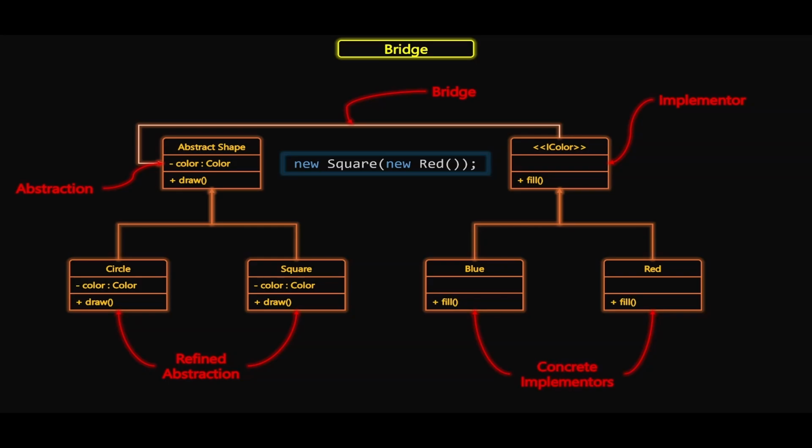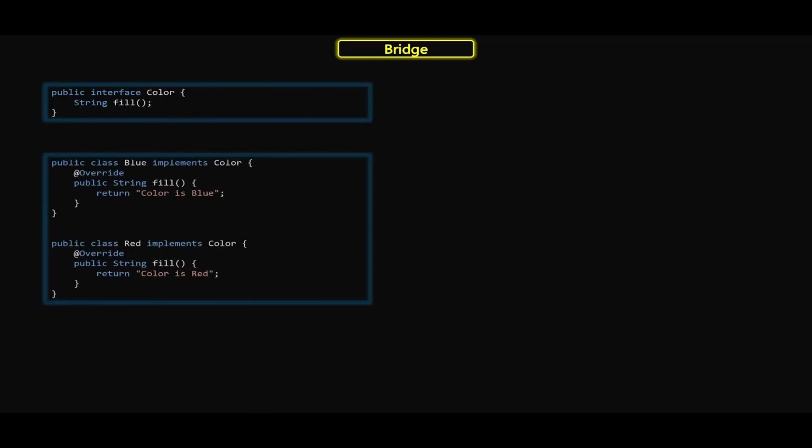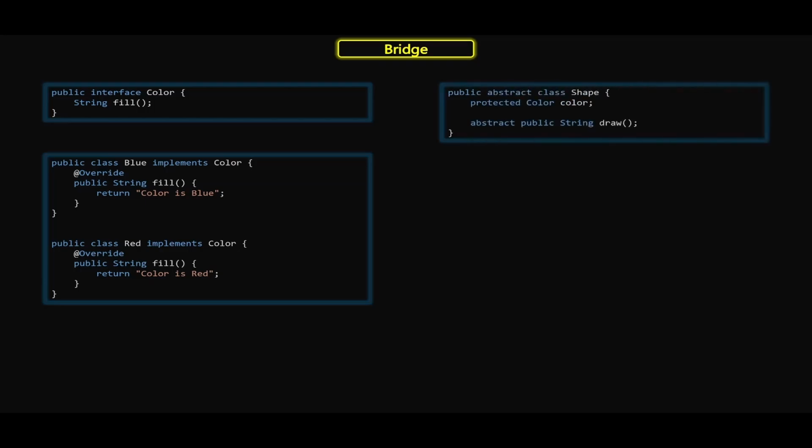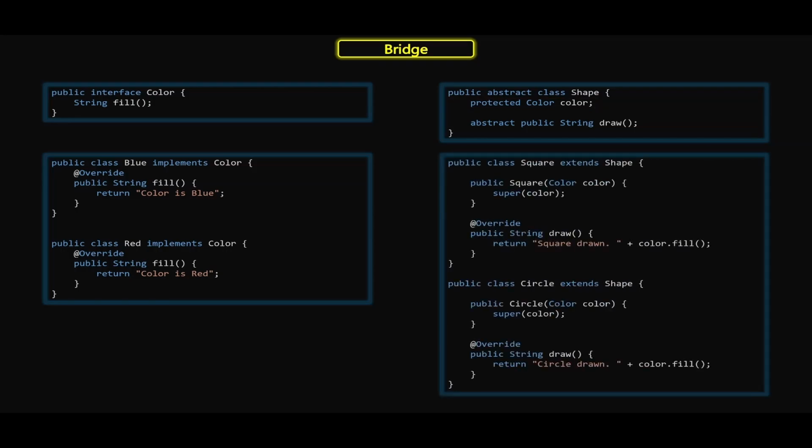Now let's see the code implementation of bridge pattern. We will first define an interface color and have a function fill in it. Then we will define the concrete classes blue and red. Then we will define the shape abstract class, and finally we will define the concrete shape classes square and circle. The abstract shape will have a reference of color object in it, and the concrete shape classes will define a constructor taking the color class object in it, and it will call the abstract shape class constructor to assign the color class object to the reference.